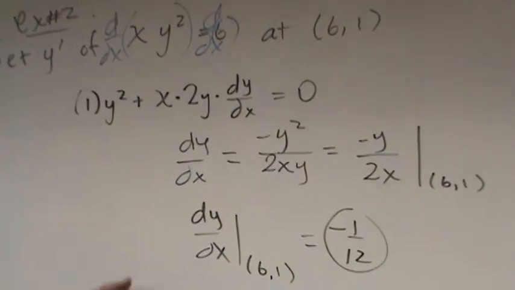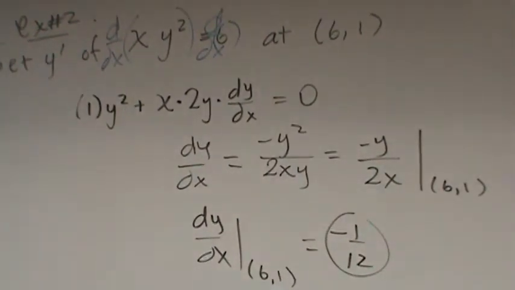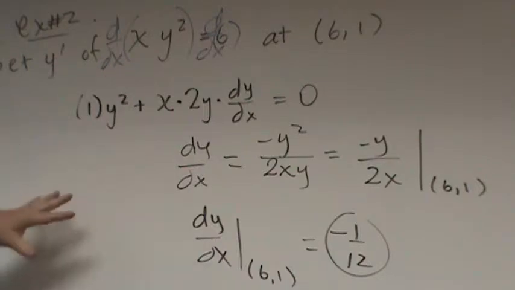Is negative 1/12 correct, or is it not correct? It's correct? Yeah. Okay, I was worried it wasn't. All right, I was too. Any questions or problems on that? Yes? Instead of finding dy/dx to be equal to negative y over 2x, can you just put the numbers in from the higher end for the x and the y's?